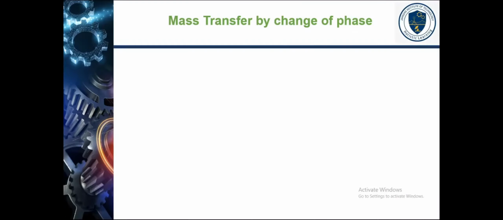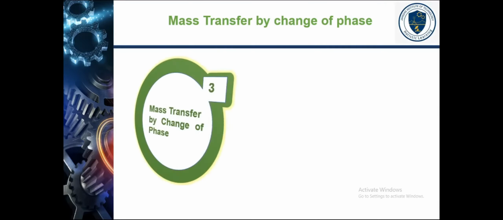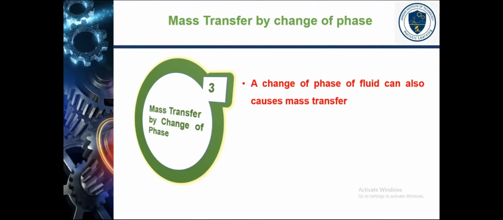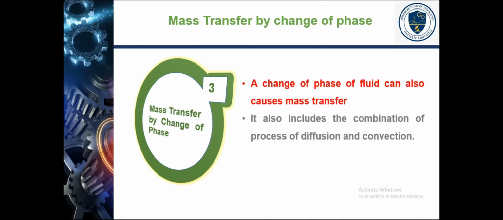Next we have to discuss mass transfer by change of phase. When mass transfer occurs with a change from one phase to another phase, that is called mass transfer by change of phase. This mass transfer includes both diffusion mass transfer and convective mass transfer. The typical examples for mass transfer by change of phase are as follows.